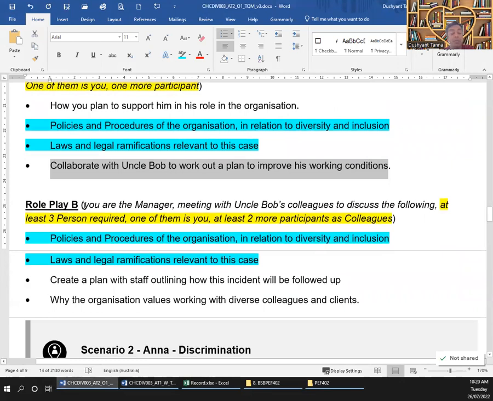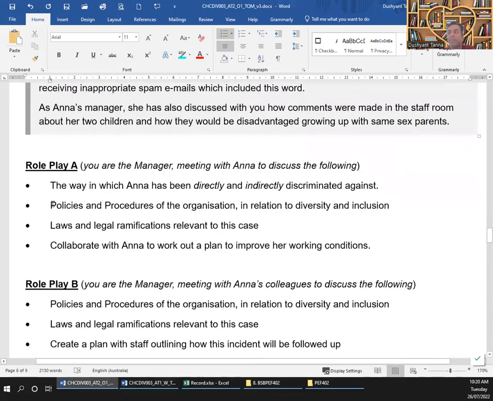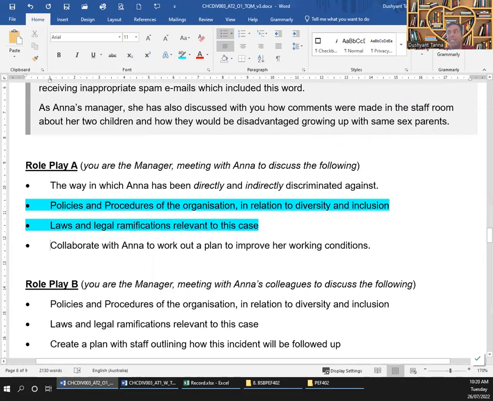As I said here in role play B, you are meeting with Uncle Bob's colleague. Same thing: policy, procedure and law, create a plan with staff, and how the organization values diversity and inclusion. About Ena, pretty much similar. Policy, procedure and laws are the same thing, right? And where Ena has failed, you can use help from AT1, and how you collaborate, again AT1.